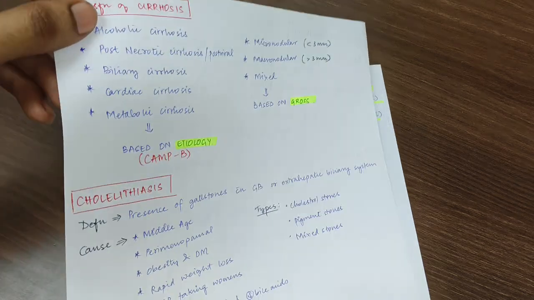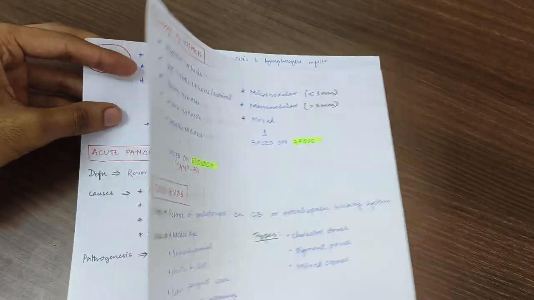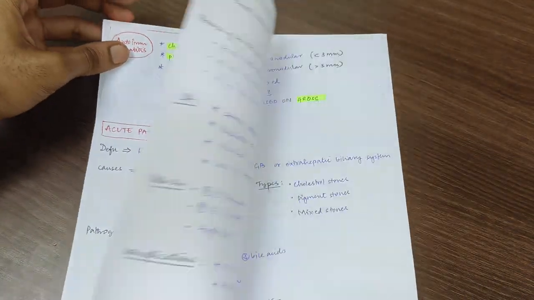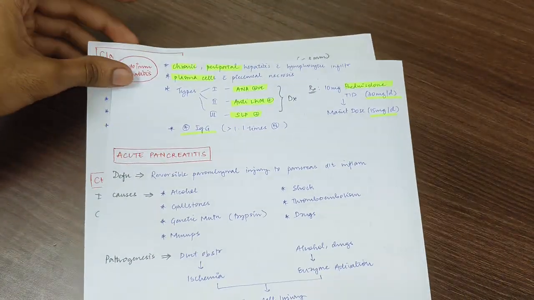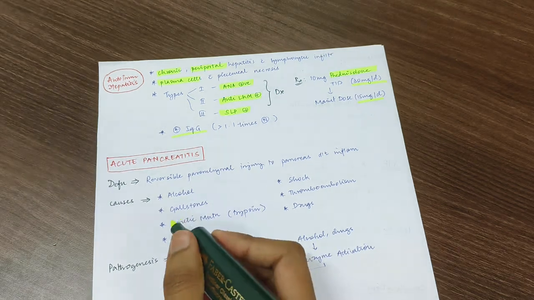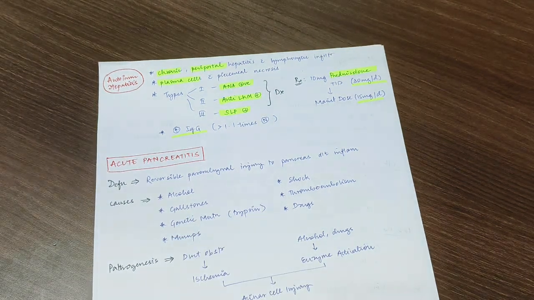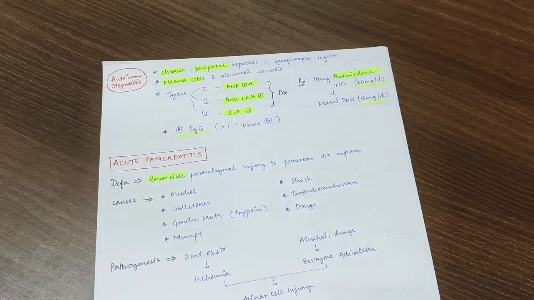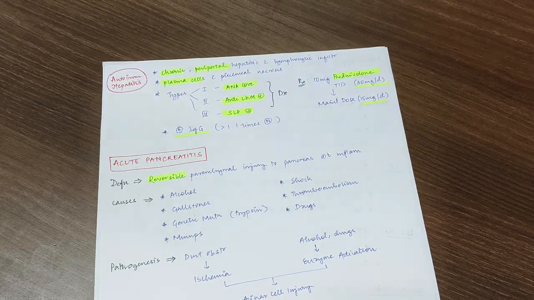This is what about the liver. Next, moving on to pancreatitis. What is pancreatitis? It is a reversible parenchymal injury to pancreas due to inflammation.